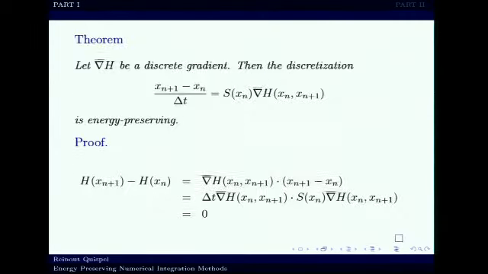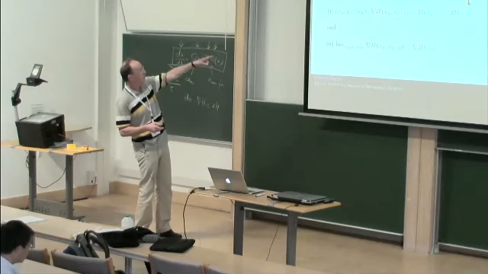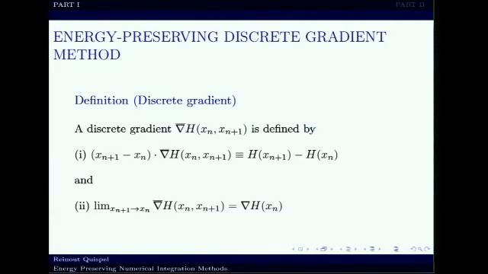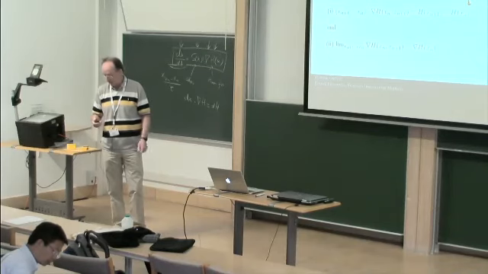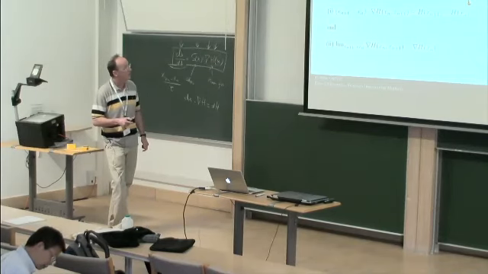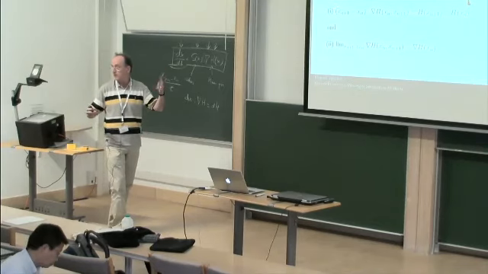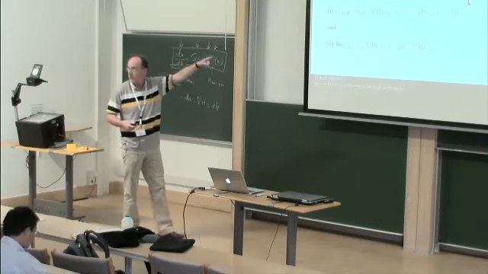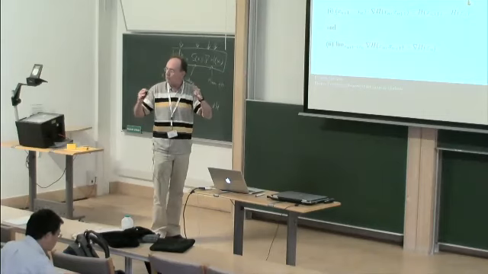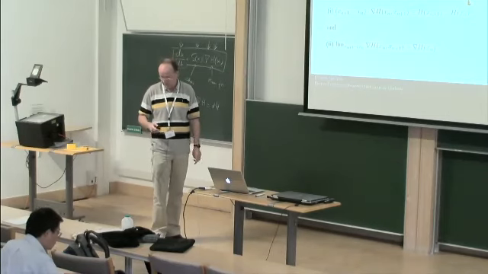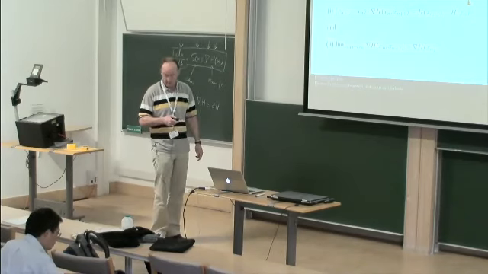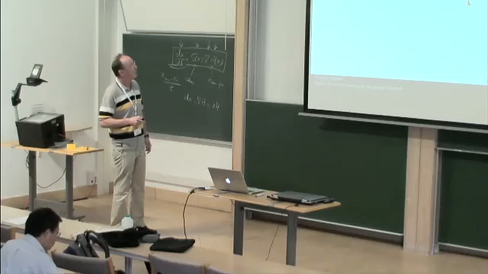Okay, so, just to go back to this definition, here it is. You will note that this discrete gradient, just as the ordinary gradient, is a vector. But this vector here is defined by a scalar equation. So that means that, say, if you're in 10 dimensions, you only have to satisfy one equation. So there's a lot of freedom in how you choose this discrete gradient, even if you have to satisfy this. So here are going to be some examples.